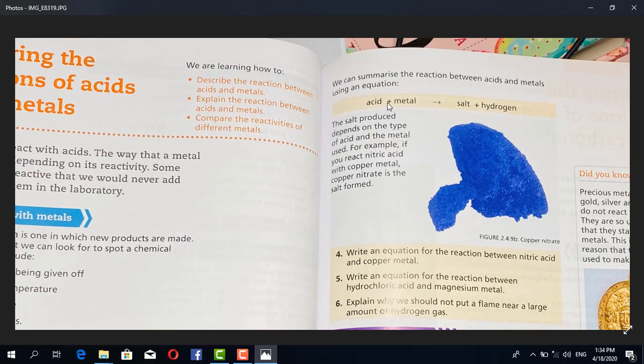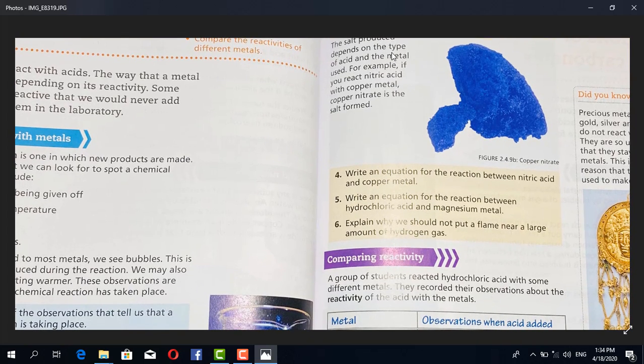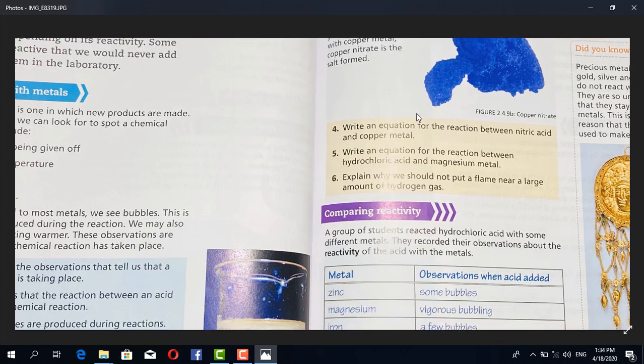This is the equation. Acid plus metal gives salt and hydrogen, and acid plus alkali gives salt and water. The salt produced depends on the type of acid and the type of metal. For example, if you react nitric acid with copper, you will have copper nitrate. So that's the salt, which is copper nitrate.